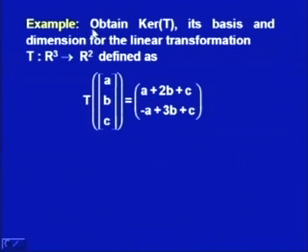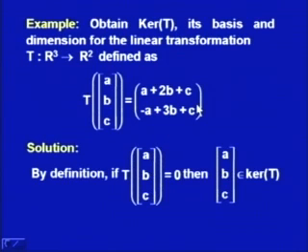The first example says that a transformation is given to us from R3 to R2, T(A, B, C) equal to a vector in R2, with A plus 2B plus C as the first component and minus A plus 3B plus C as the second component. Now, this linear transformation is given to us. You have to find kernel T and its basis and dimension.